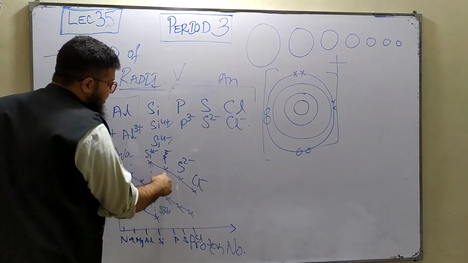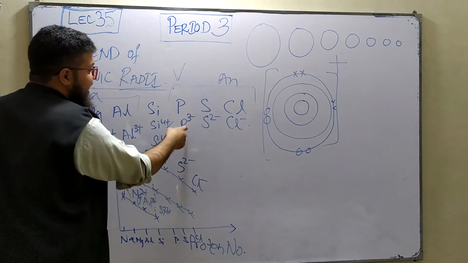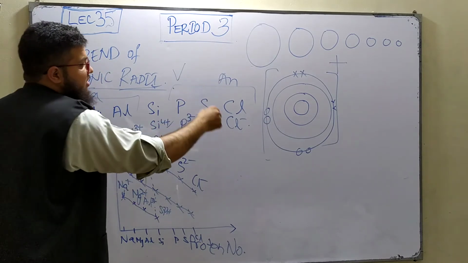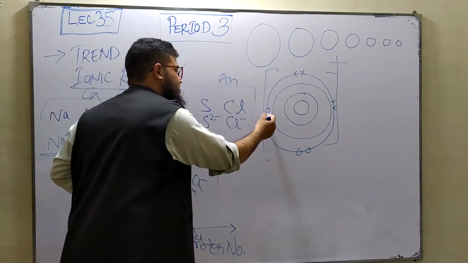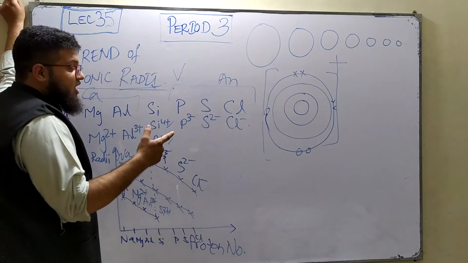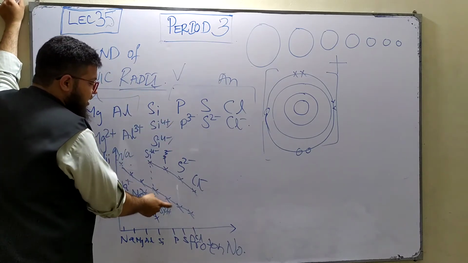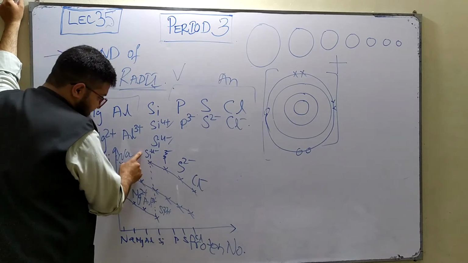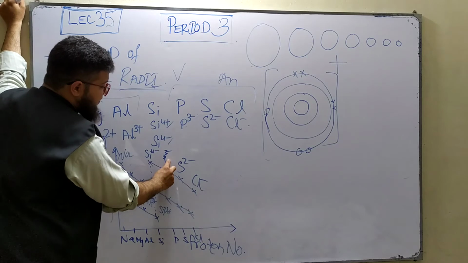Then the phosphide ion will also accept electrons, but only 3 electrons. Since it has accepted 3 electrons, it has a greater effective nuclear attraction than silicon's anion, so its radius is going to be less than that of the silicon anion, but it's still going to stay above the phosphorus atom.